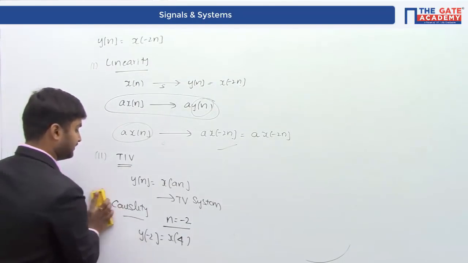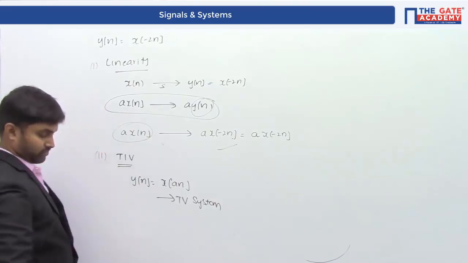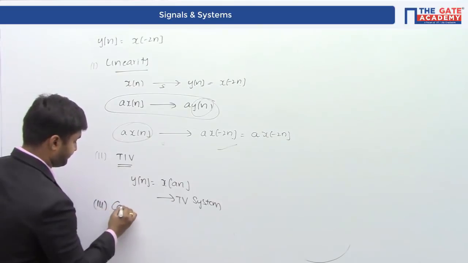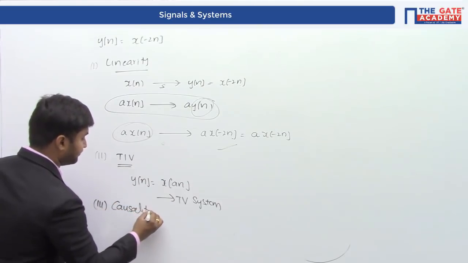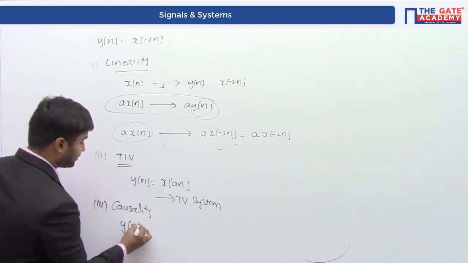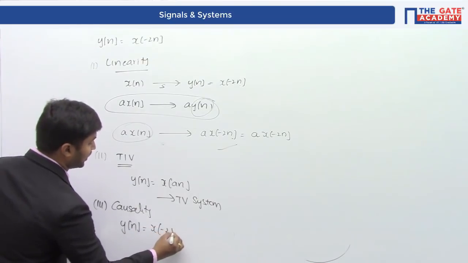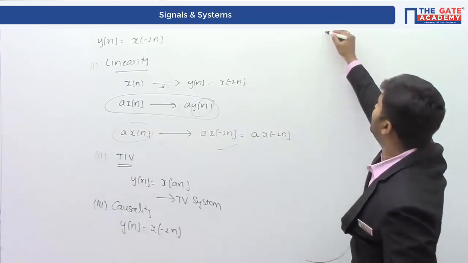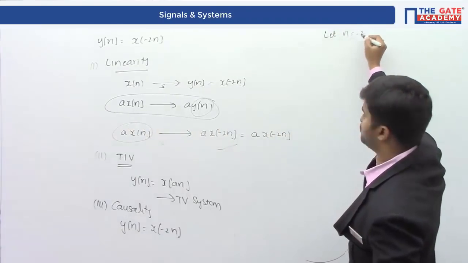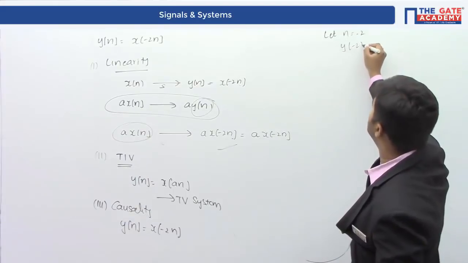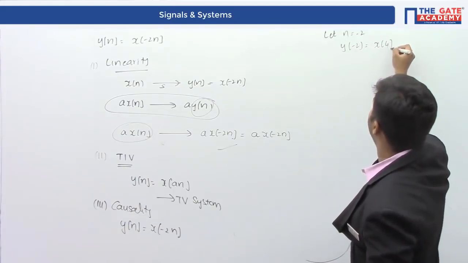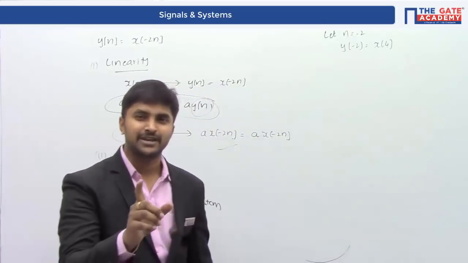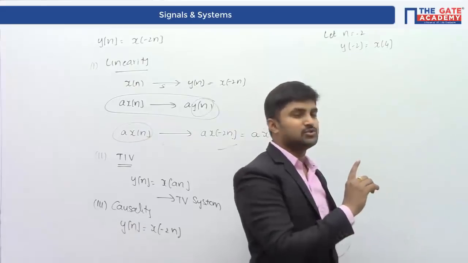Okay, I'll do this once again. Now let us look at the causality of the system. Third one, causality. y of n is equal to x of minus 2n. Let the value of n be equal to minus 2. Then what happens? y of minus 2 is equal to x of 4. What does it mean? y of minus 2 is equal to x of 4.